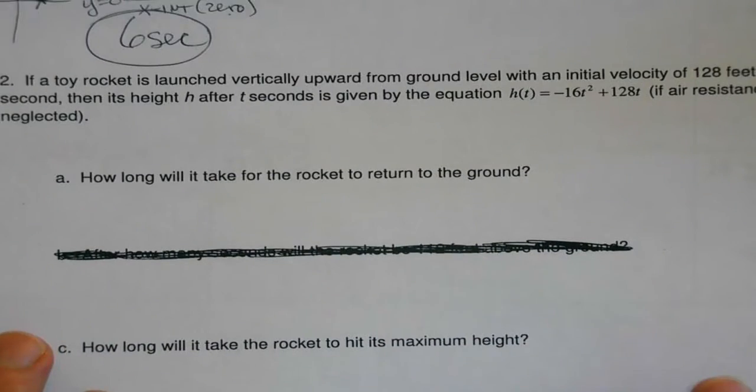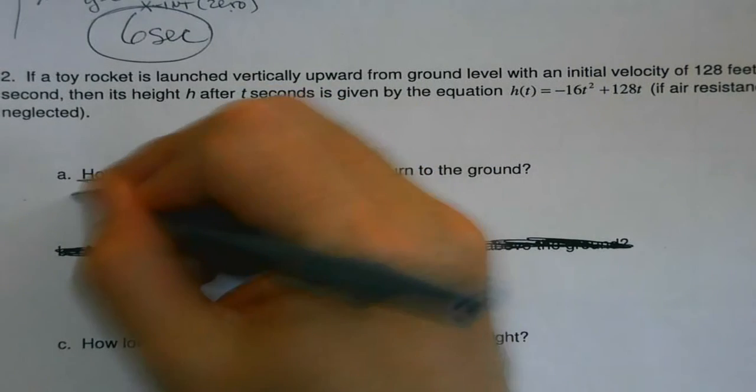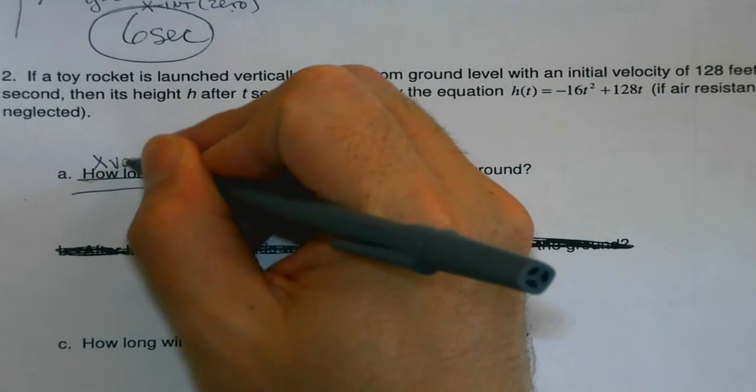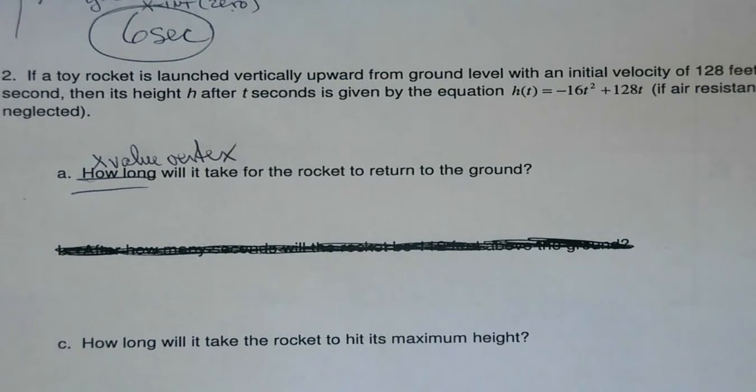That can actually make things go kind of quick if I'm on my A game. Number 2, got another example here of what we've been doing. A toy rocket is launched vertically upward from the ground with an initial velocity of 128 feet per second. Its height after t seconds is given by this equation. How long will it take? See the pattern developing here? How long? X value vertex.